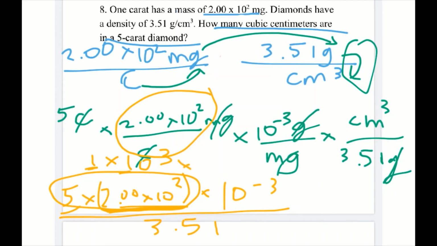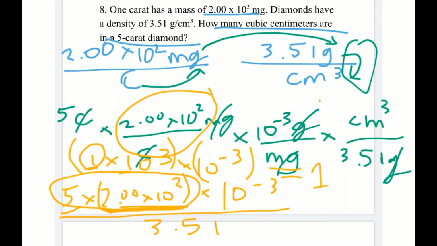Now we are going to multiply by 10 to the negative 3. And remember that this is also an exact number, so it has an infinite number of sig figs, so we are going to look at the lesser of the two. So we have 1 times 10 to the 3rd, and we have 10 to the negative 3. So the lesser of the two is just 1 sig fig, and we get 1 as our answer.